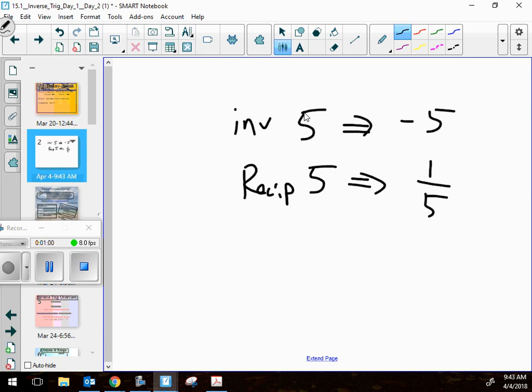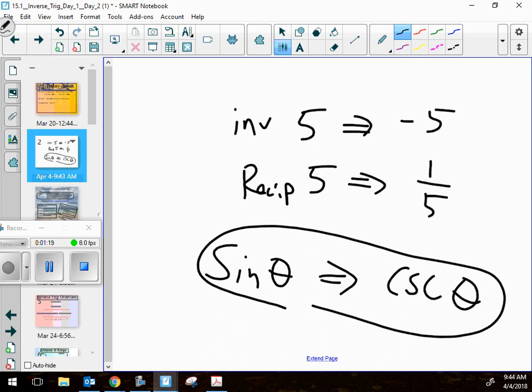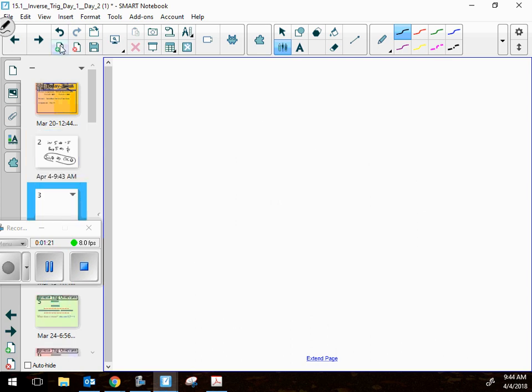Okay, so the one where sine goes with cosecant, that is a reciprocal. So inverse trig, which is what we're doing, is not about this relationship. When you see this, a lot of times kids go, oh, so you mean cosecant? No. Inverse sine is where you have sine with a little -1 right there.